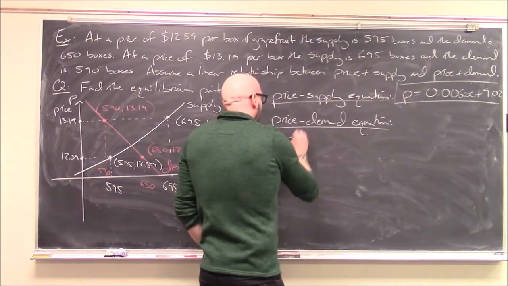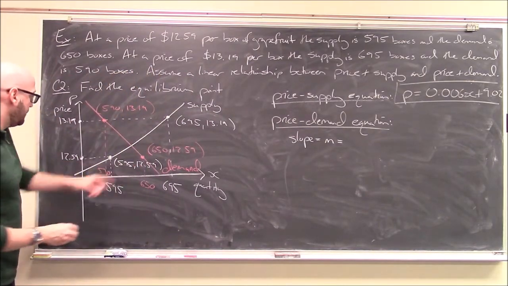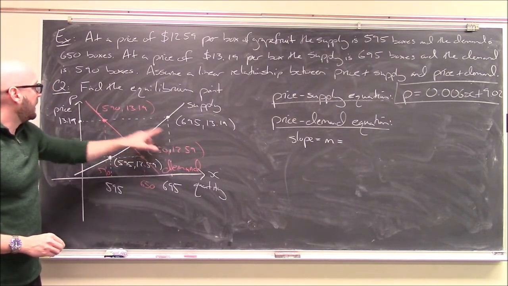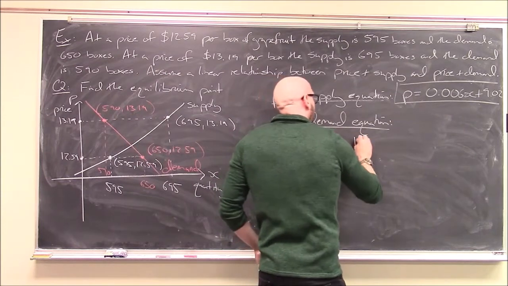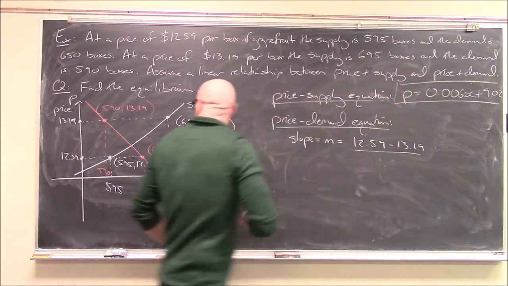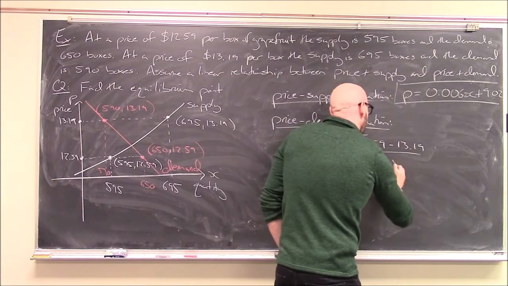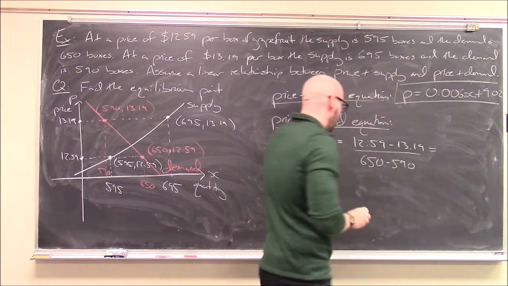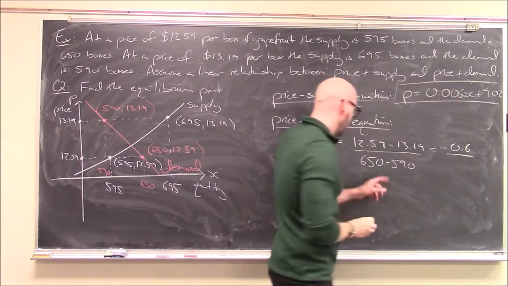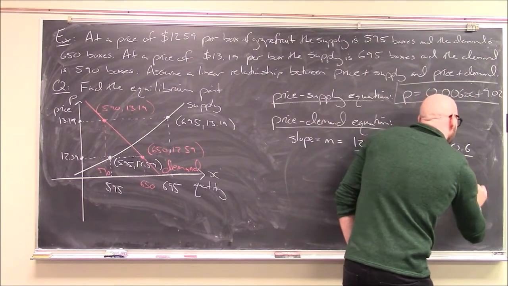So our slope in this case is change in the y values, or change in p values in this case. So we'll go 12.59 minus 13.19 over 650 minus 590. That's, what is that? That's minus 0.6 over 60 is minus 0.01.